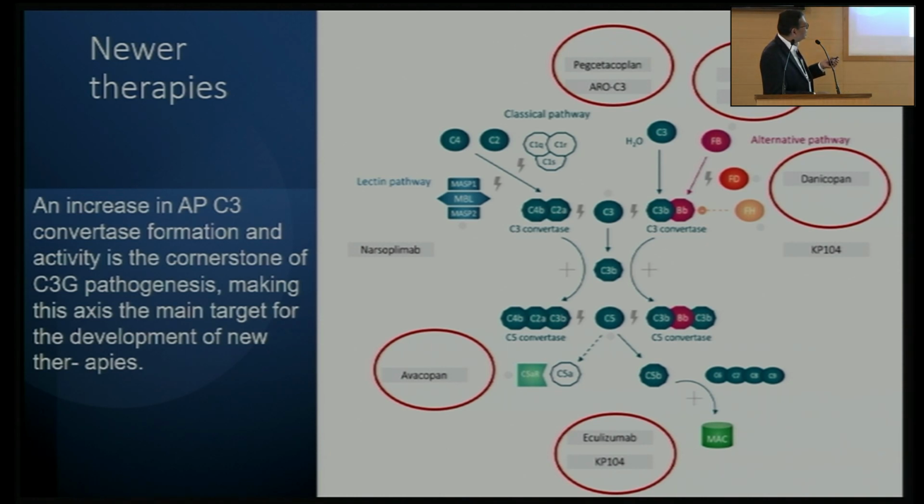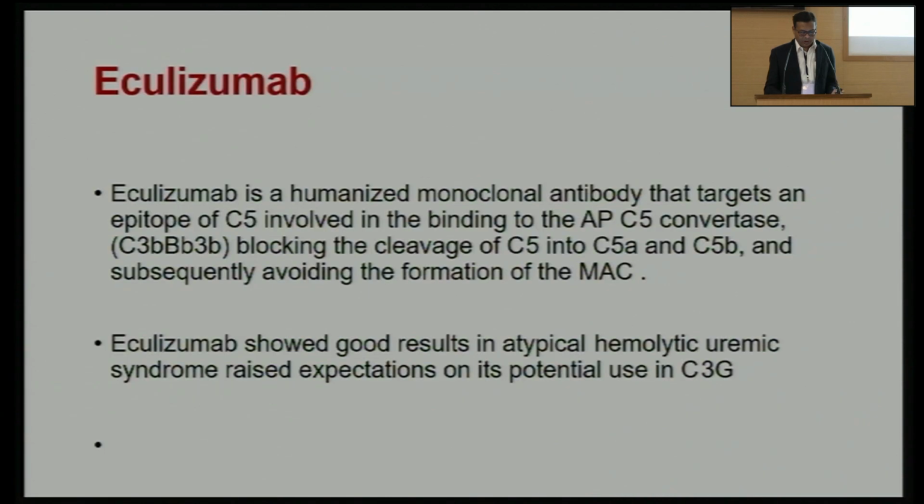These are: Pegcetacoplan, a C3 inhibitor; Iptacopan, the factor B inhibitor; Danicopan, a factor D inhibitor; Avacopan, a C5a receptor blocker; and Eculizumab, which is the oldest molecule available, which prevents conversion of C5 to C5a and C5b. Eculizumab has been used for this. We all know about Eculizumab, which is a monoclonal antibody that binds the alternative pathway C5 convertase and prevents the cleavage of C5 to C5a and C5b.